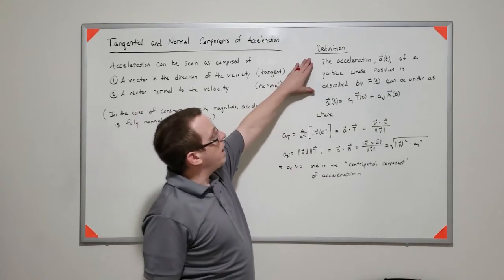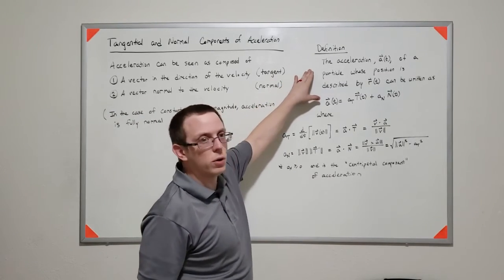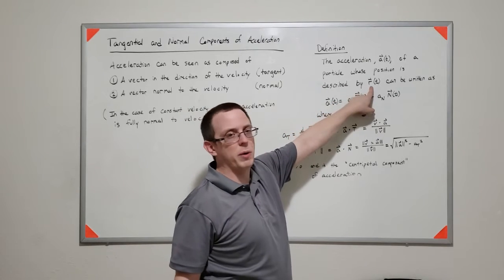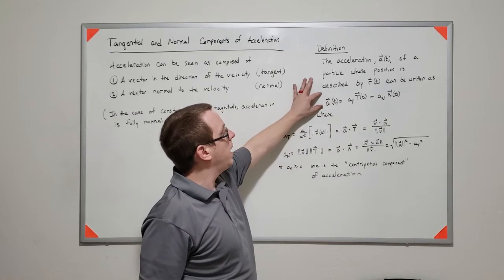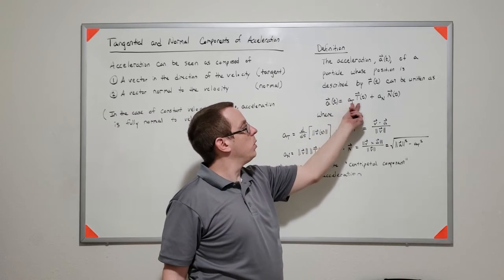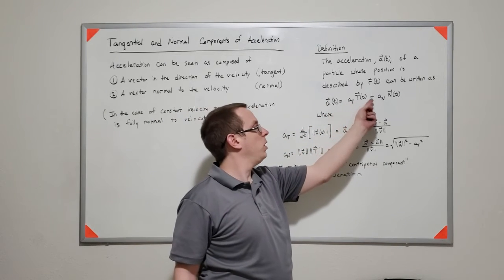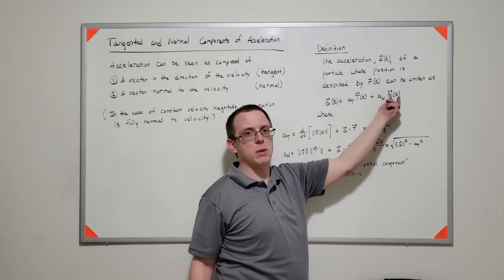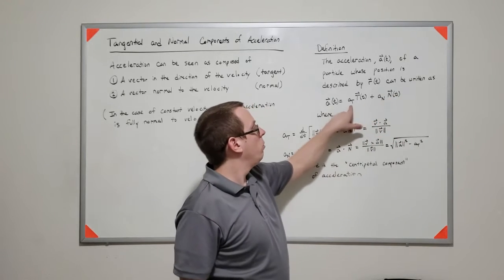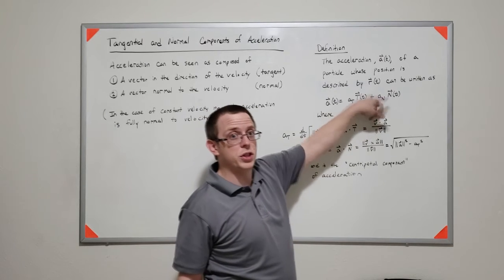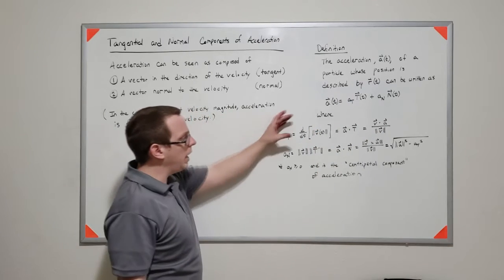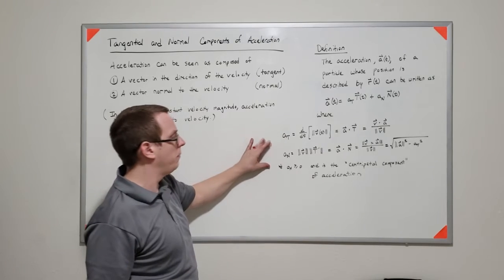Anyway, if we have some acceleration for a particle whose position is described by this position function r of t, then we can rewrite that as the sum of some number times the tangential component plus another number times the normal component. So we want to figure out what these coefficients actually are, and we do that with these formulas.